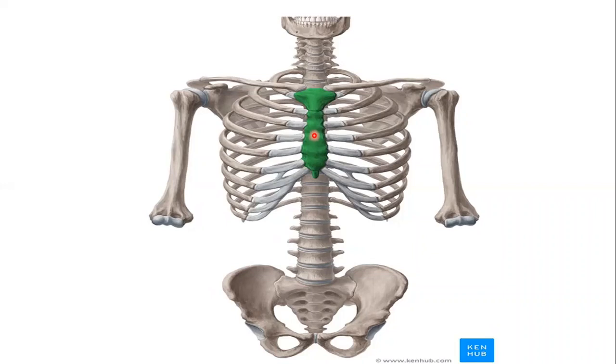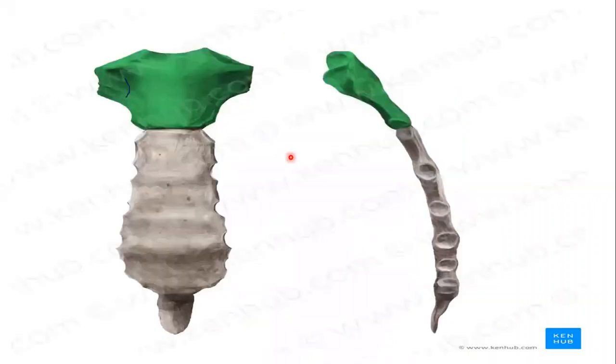Now the sternum is also providing attachment site for the clavicles. As you can see, we have the clavicle, these are attached to the manubrium, as well as it is also providing attachment site for the costal cartilages. As you can see, we have the costal cartilages, right?